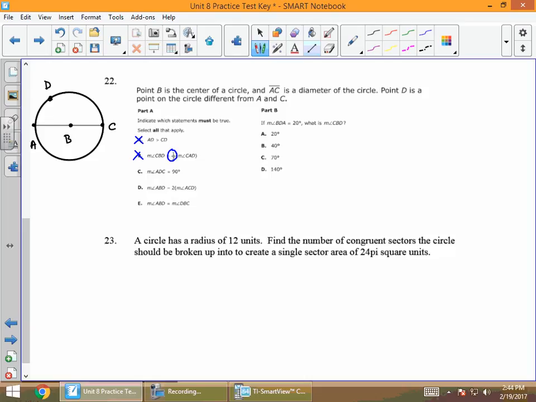Let's try letter C, the measure of angle ADC. No matter where I put D, it is going to be an inscribed angle whose endpoints make up a semicircle. So regardless, arc AC down here is a semicircle, is going to be 180. And angle D, ADC, is going to be half of that 180. So it will always be 90 degrees. So C is one of my answers. That one works.